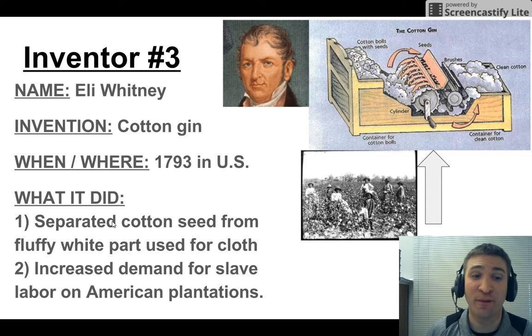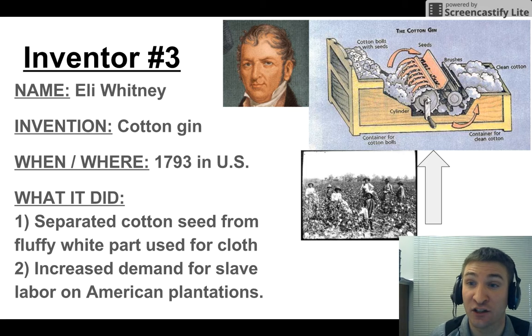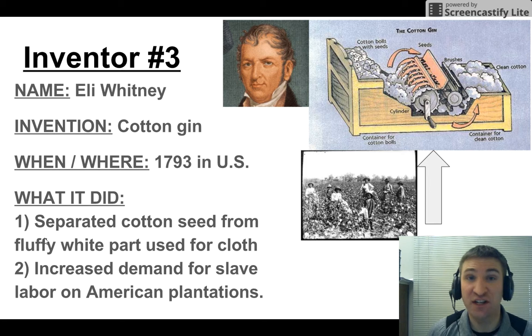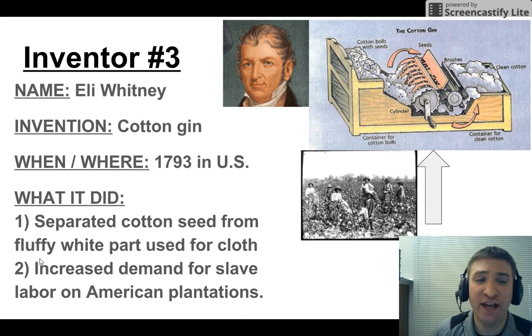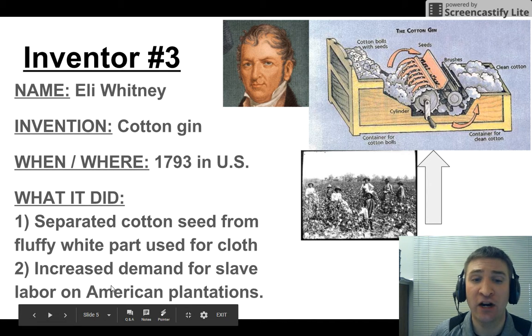And here you see how it worked. You cranked this little lever here, and you see the seeds drop off into this little compartment, while the fluffy white part goes here to be used to make cloth. And what it also did, number two, it increased the demand for slave labor in American plantations. And here you see a picture of slaves in a cotton field.